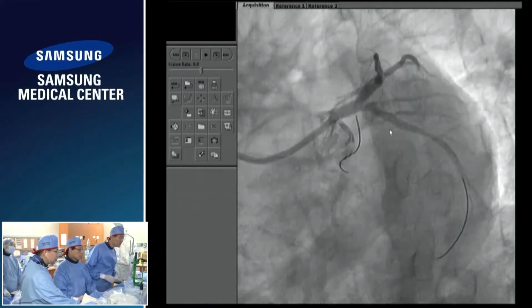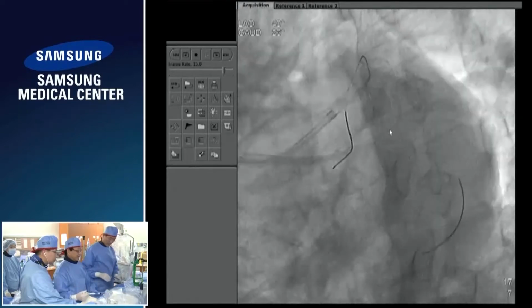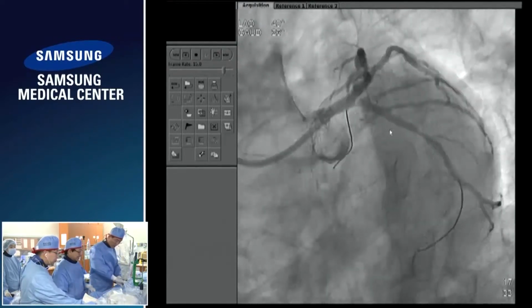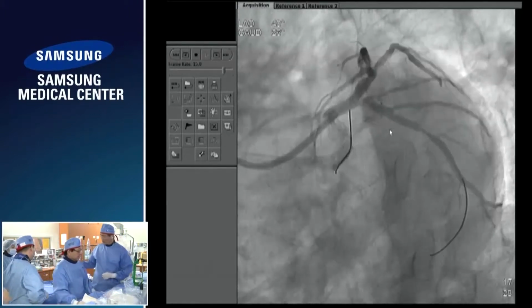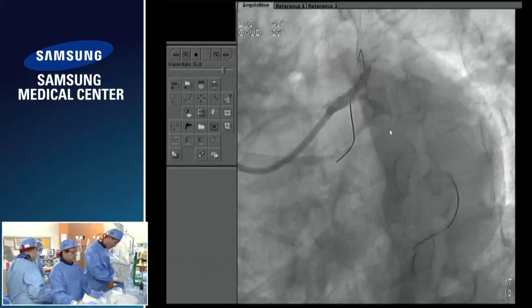Shoot. Okay, the compromise is still there. Compromise, but should be okay. Should be okay. So I like to introduce the circumflex balloon. The 3.5, give it to me. 3.5.